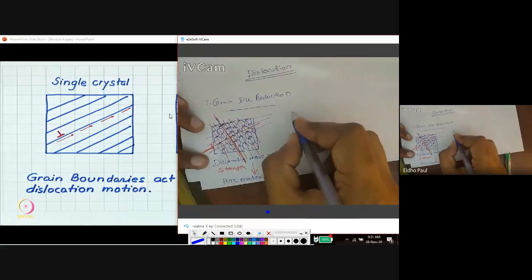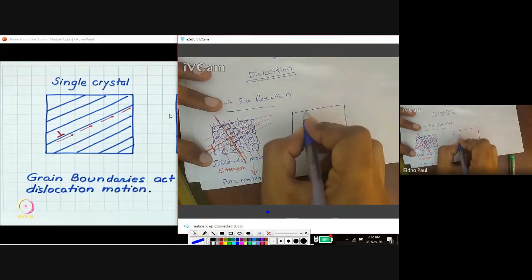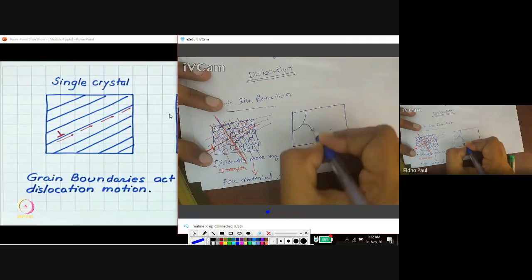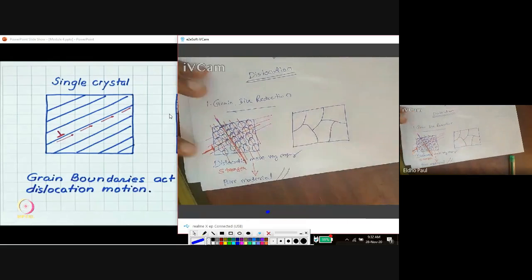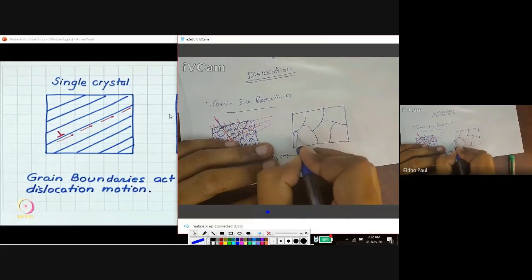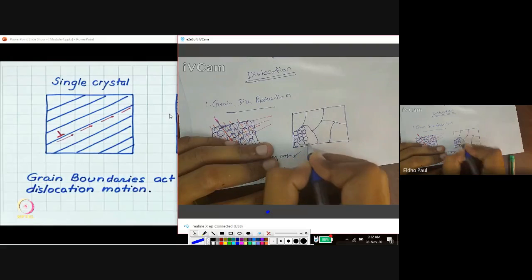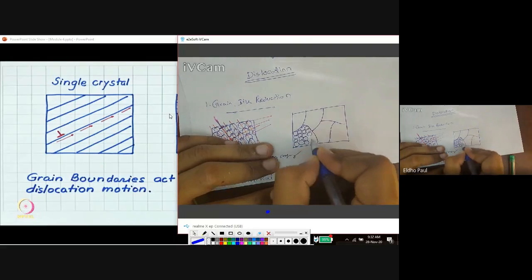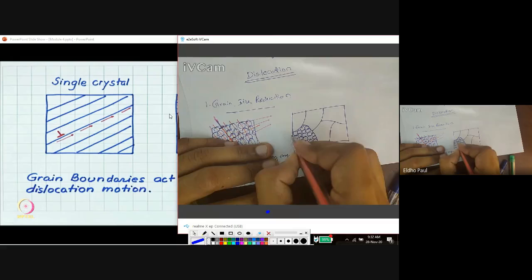But for a polycrystalline material, we discussed how it is formed. Different nuclei form during the solidification process, and different nuclei grow in a dendrite manner. We already discussed how this polycrystalline material is formed. Naturally polycrystalline material is formed, but by using some mechanism we can develop single crystalline material.